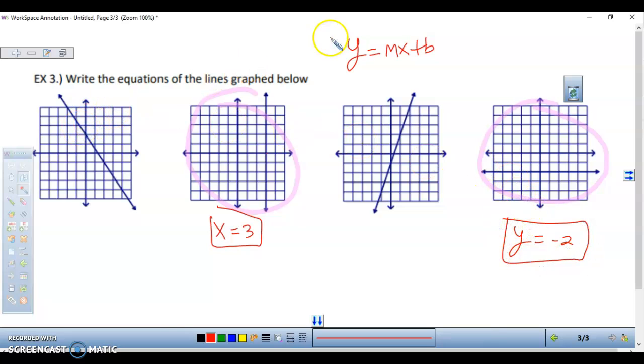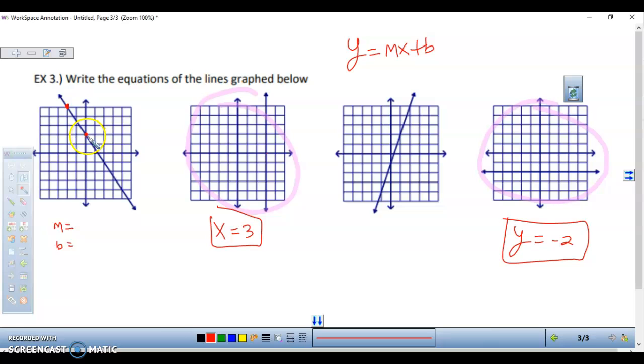Now I'll go back and use y equals mx plus b for these. So what I need to find is the slope, and I need to know the y-intercept. So let's do the slope. The easiest way to do the slope is to find 2 points, and I always look for a y-intercept. I'm going to find 2 points that are at the intersection of my grid here. So here's a point, and here's a point. When I'm counting the slope, I always go from left to right. I'm going to do rise over run. So I'm going to go down 3 and over 2.